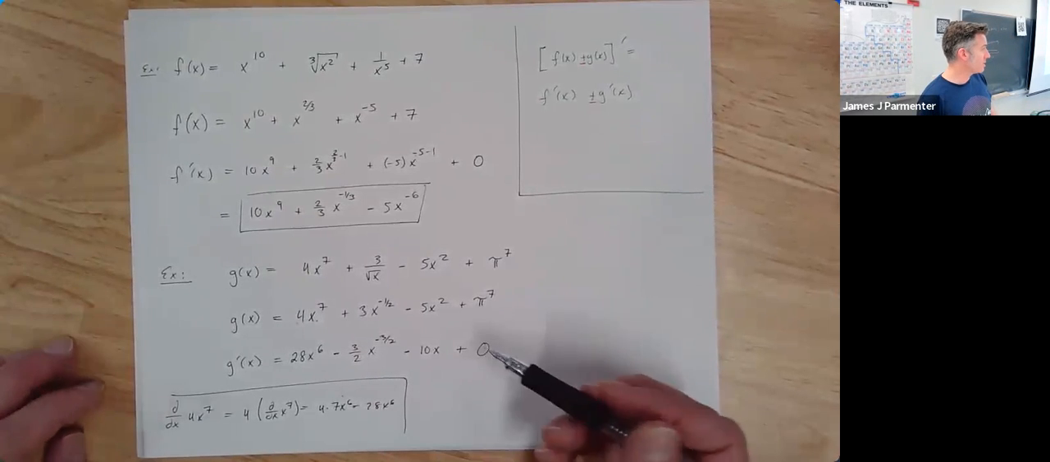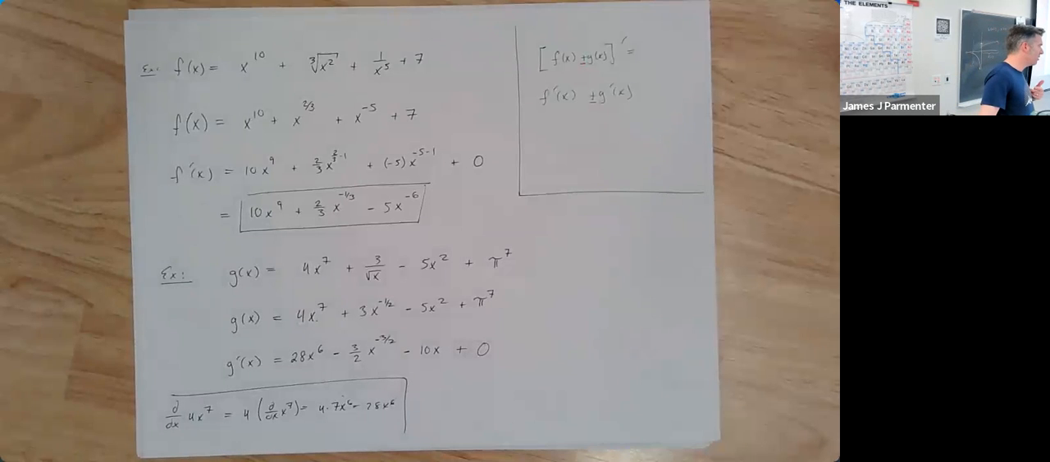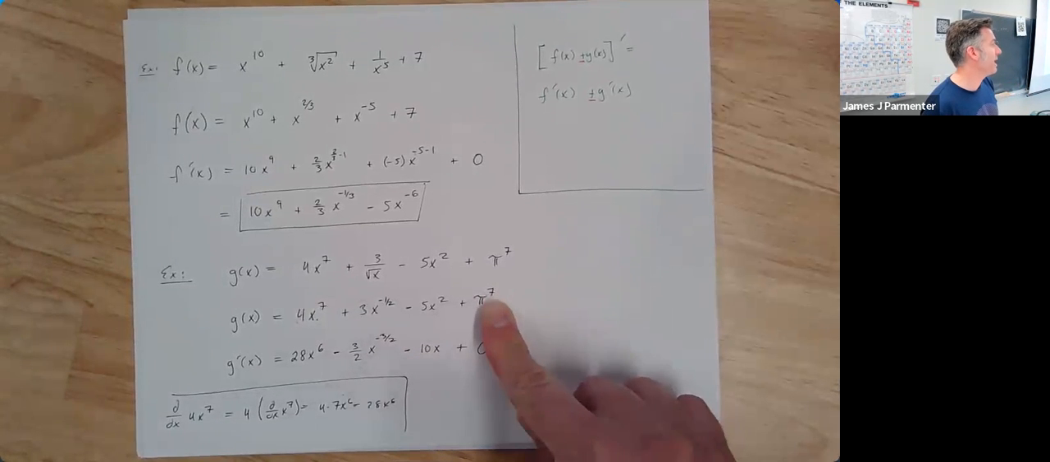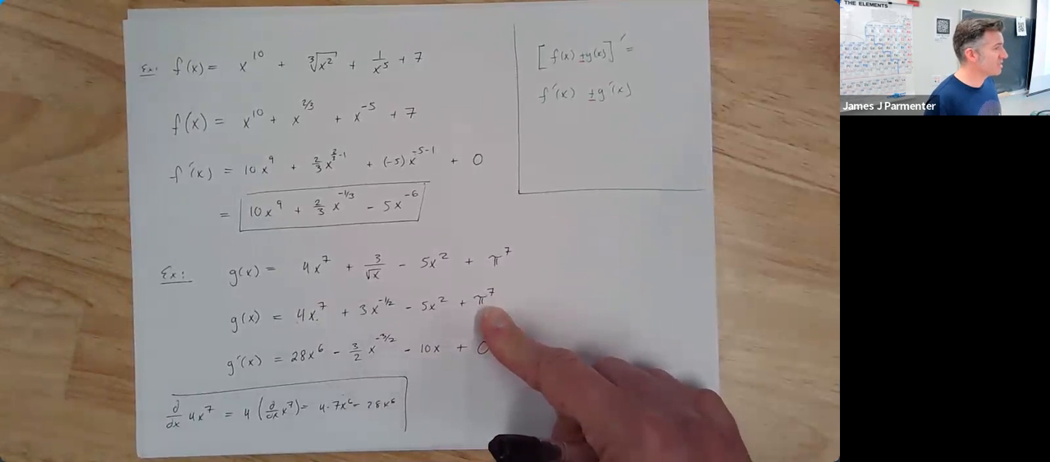Pi to the 7th is a constant. How do I know it's a constant? Do I see any x's in pi to the 7th specifically? When there's a pi and there's a 7, I don't see any x's. There's no variables there. If there isn't a variable, the thing is a constant.